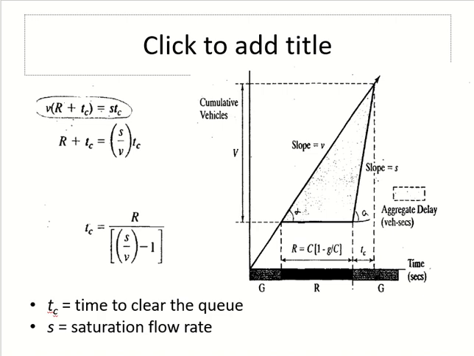And from here, they derive the equation for TC. Remind me, TC was which time? Time to clear the queue. We call it the clearance time as well. Now remember, we are doing this to calculate the number of vehicles in the queue. The number of vehicles in the queue can be this or it can be this one. Let's say it's this one.